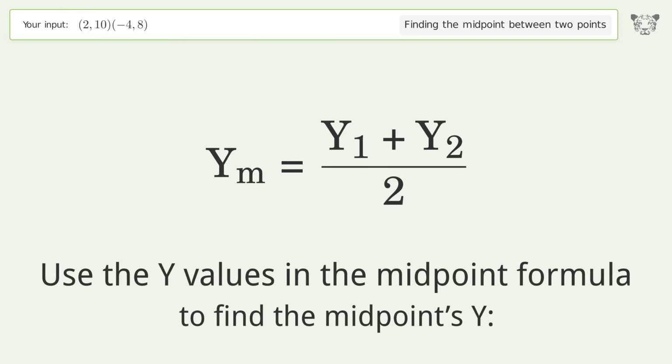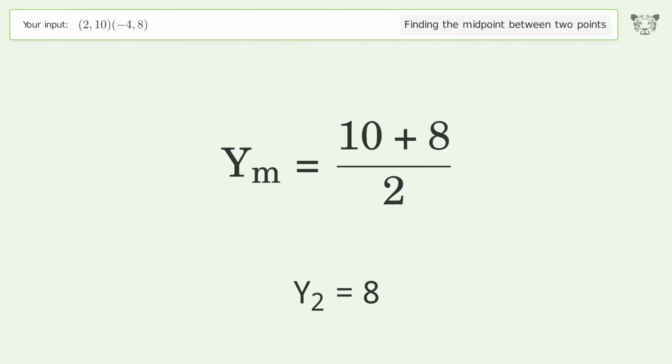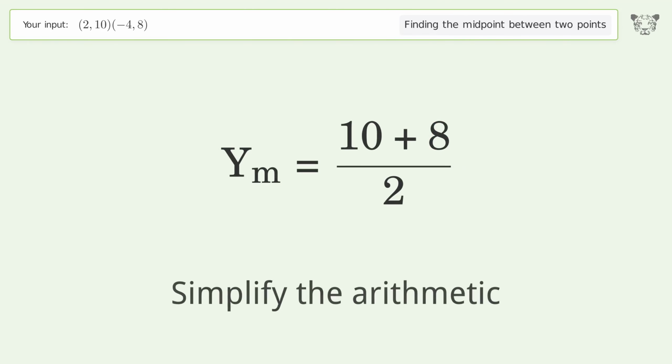Use the y values in the midpoint formula to find the midpoint's y. y1 equals 10. y2 equals 8. Simplify the arithmetic.